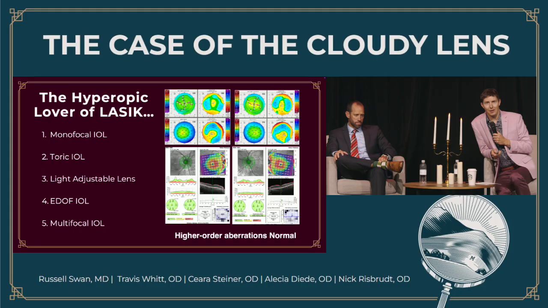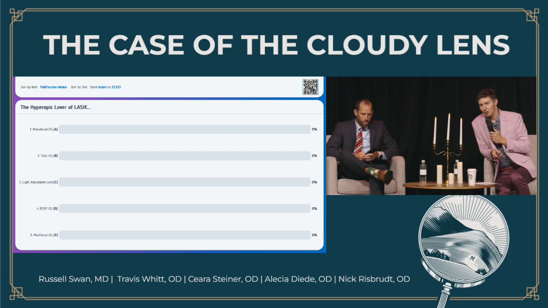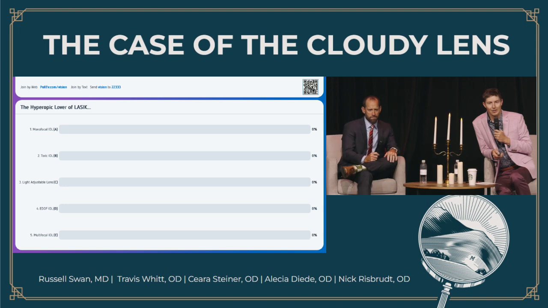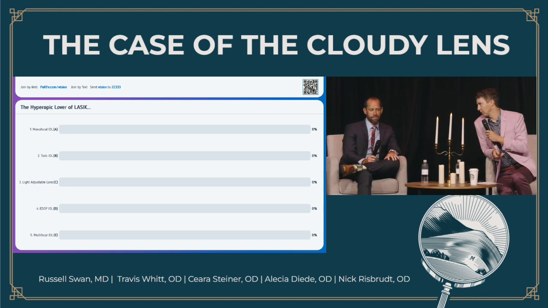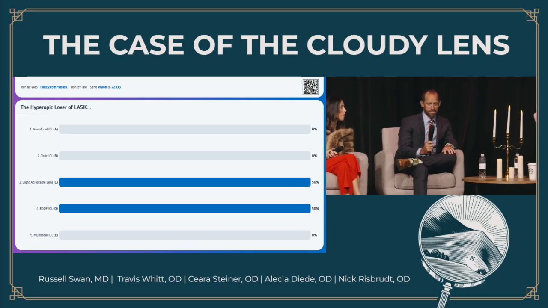Hopefully our polls are interactive and live now, so you can pull up on your phone to vote on this. And while we're voting, Travis, I'll let you take a swing at this. We have a monofocal IOL, a toric IOL, light adjustable lens, extended depth of focus, or multifocal for this previous hyperopic LASIK with a history of monovision.